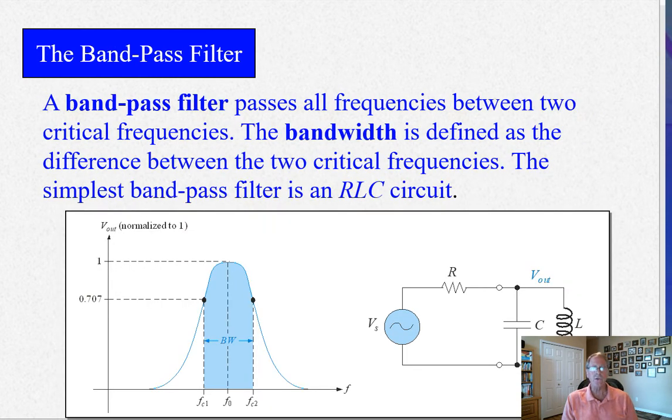Okay, so a band pass filter passes all frequencies within a certain range of frequencies. There are two critical frequencies. One is the lower frequency cutoff, and one is the higher frequency cutoff. So we have FC1 and FC2. And perhaps you remember from your AC circuits, you can do an RLC circuit, and at resonance, meaning when the inductive reactance and capacitive reactance are the same, you get this center frequency, F0.